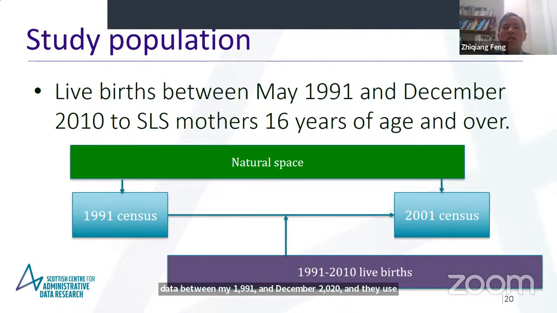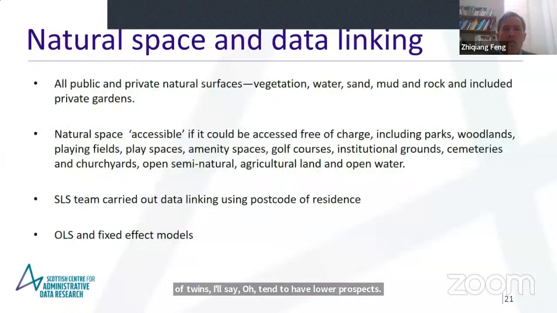So they include all mothers 16 years of age and over, and they link to the natural space data. The live births are only for singletons, because twins obviously tend to have lower birth weight. The natural space included all public and also private natural surfaces, so that includes vegetation, water, sand, mud, and rock, and also private gardens.